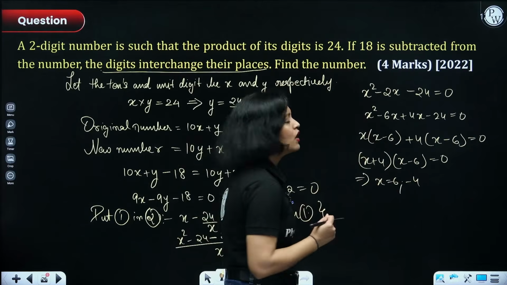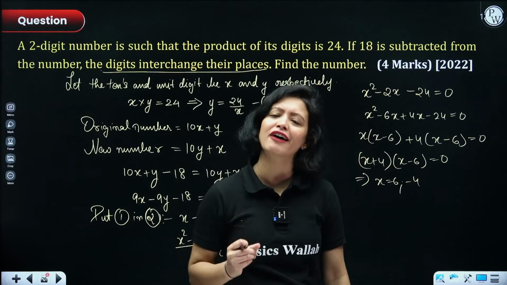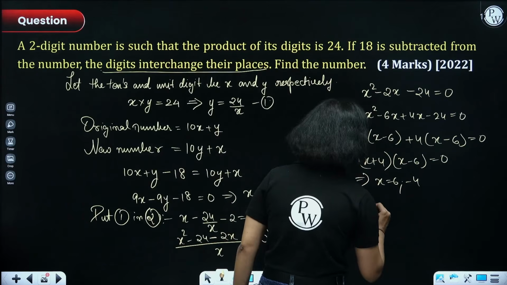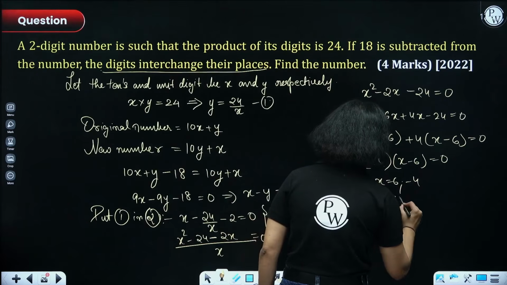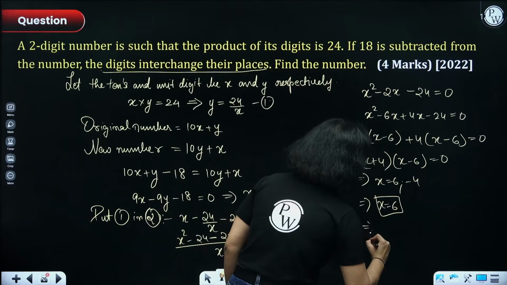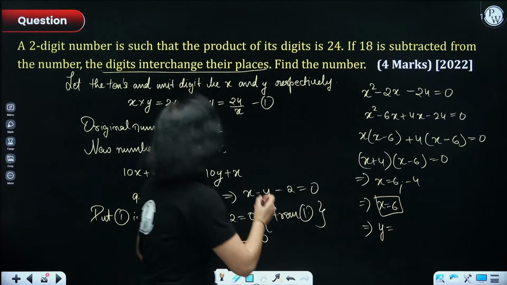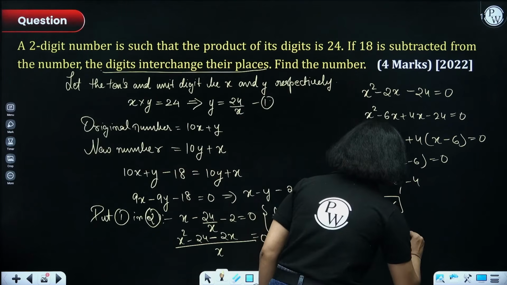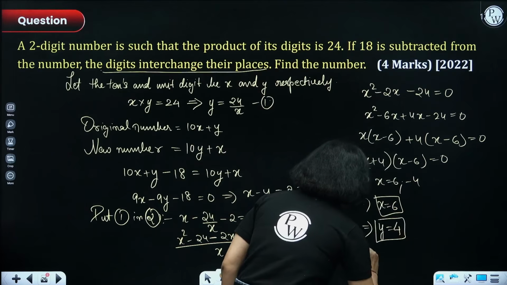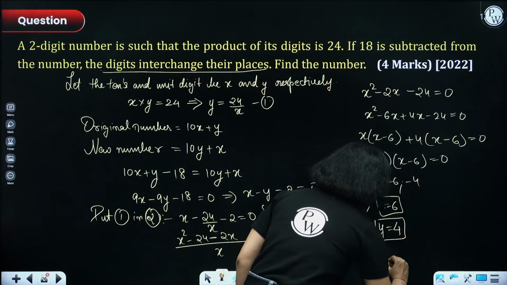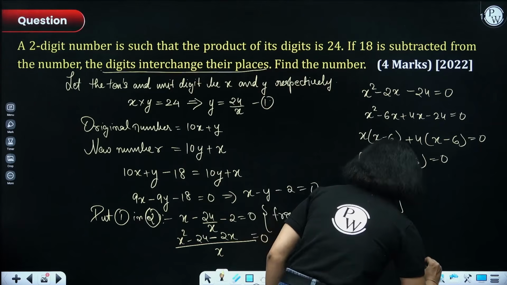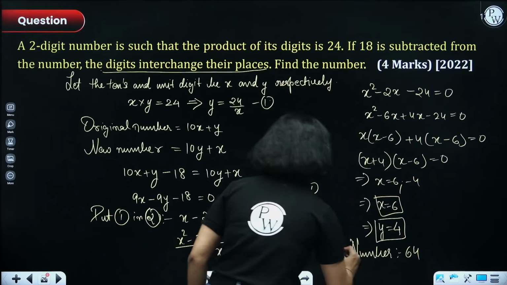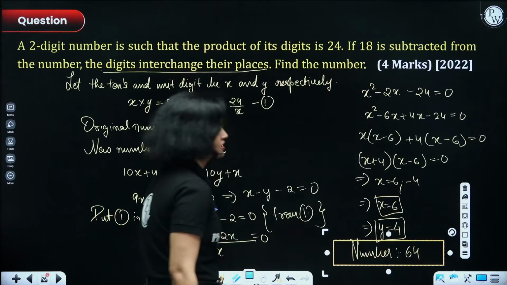Hai na? Now, is it possible for a number to have a negative digit? It is not, right? So the only possibility here is x is equals to 6. That's the only possibility. So if x is 6, what is the value of y, everyone? You can put x as 6 here and get y as 24 divided by 6, which is 4. Okay? So you have to write the number. Please don't forget to write the number, everyone. The number is 64. This is the final answer. Okay? Sorry. This here is the final answer. Number is equals to 64.